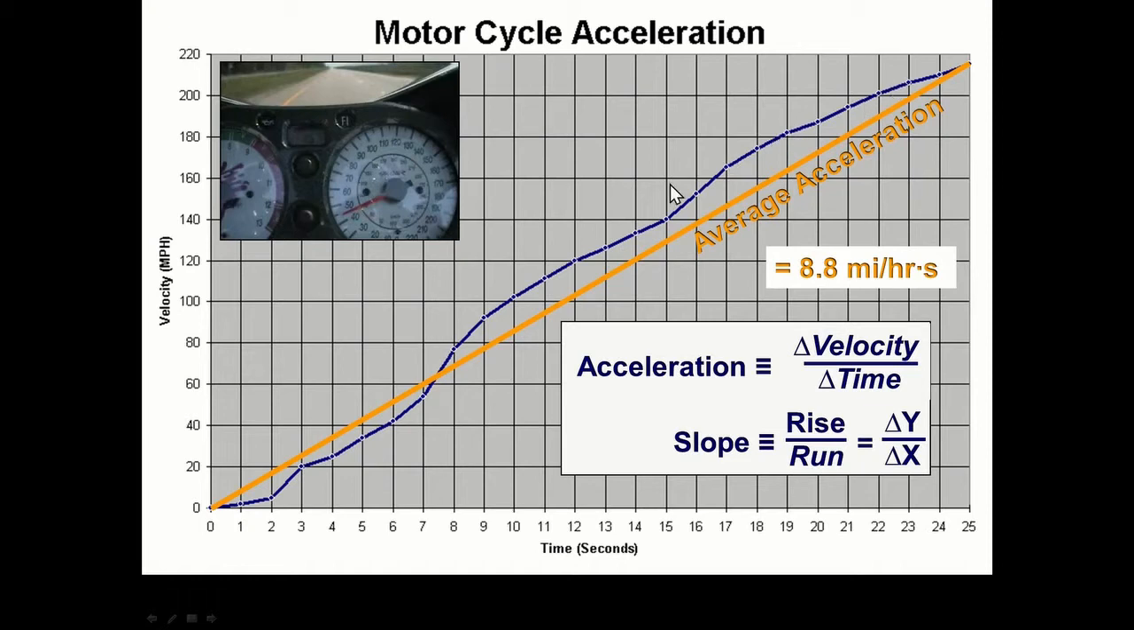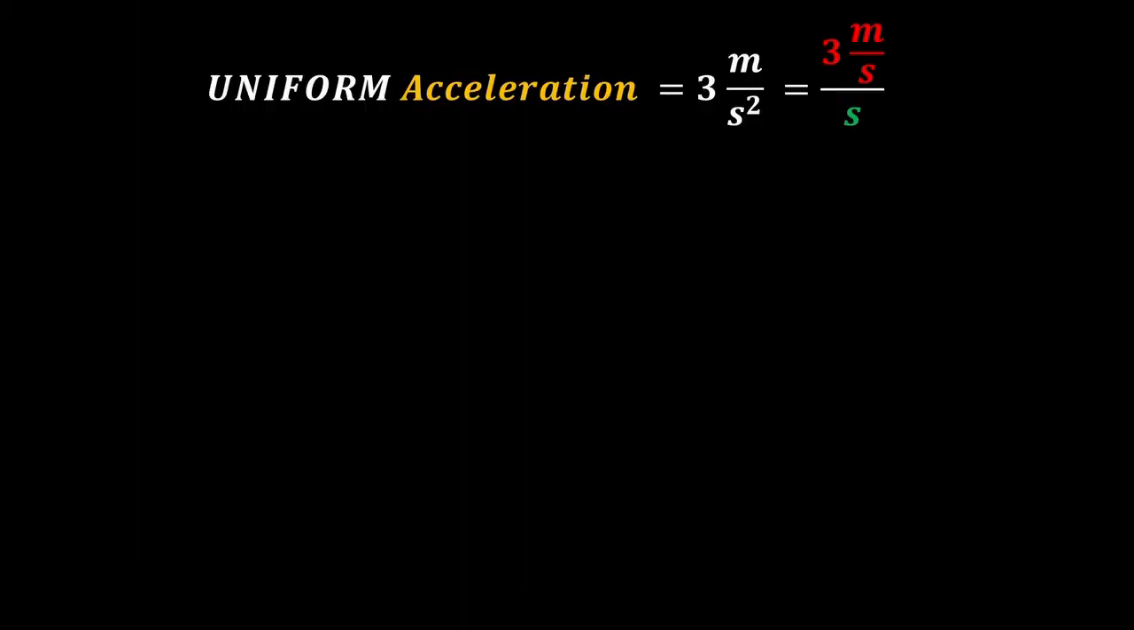But the motorcycle would have been in uniform acceleration if the instantaneous acceleration was the same as its average acceleration over the whole time. If after 1 second it was going this fast, and 2 seconds it was going this fast, and 3 seconds it was going that fast, and so on, if it had changed its velocity by the same amount every second, then it would have been in uniform acceleration.